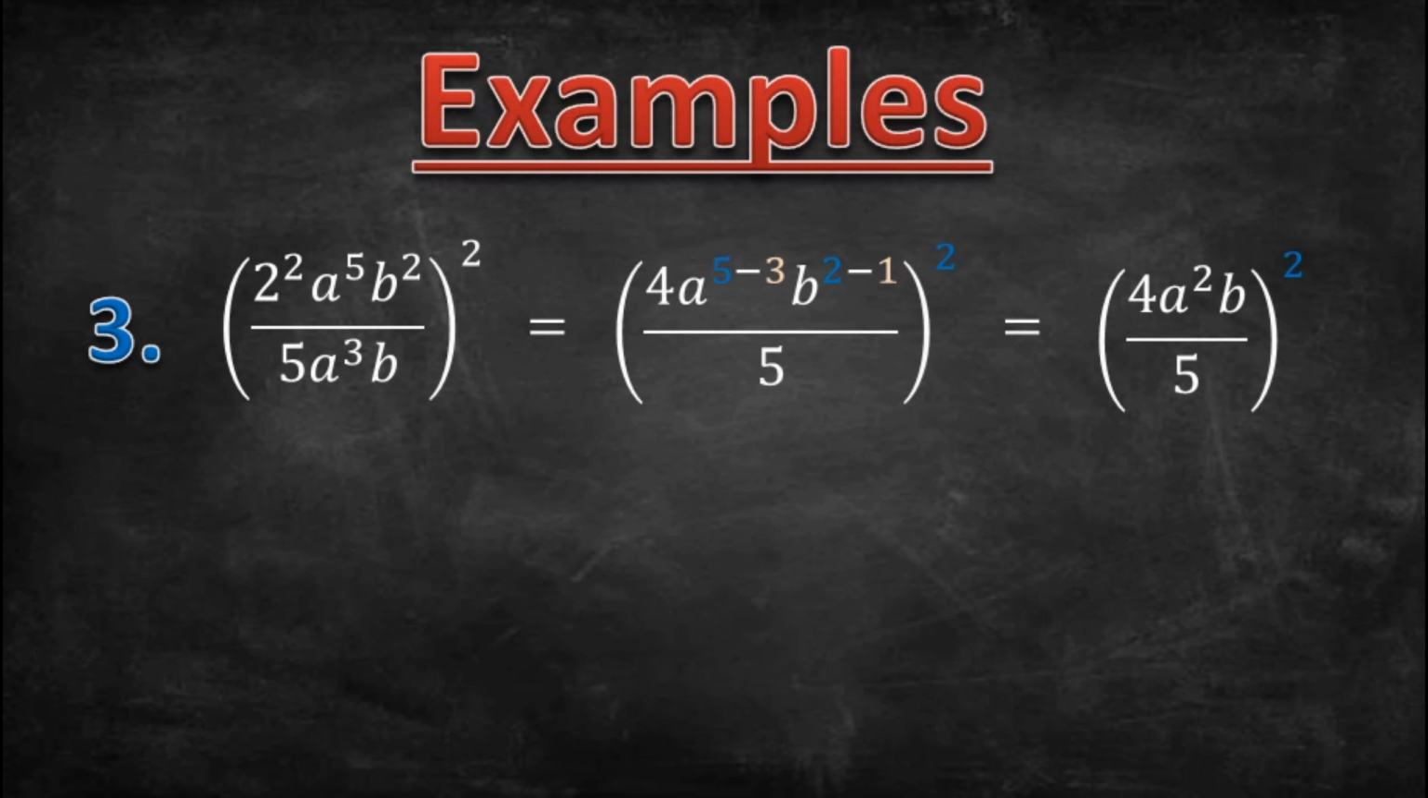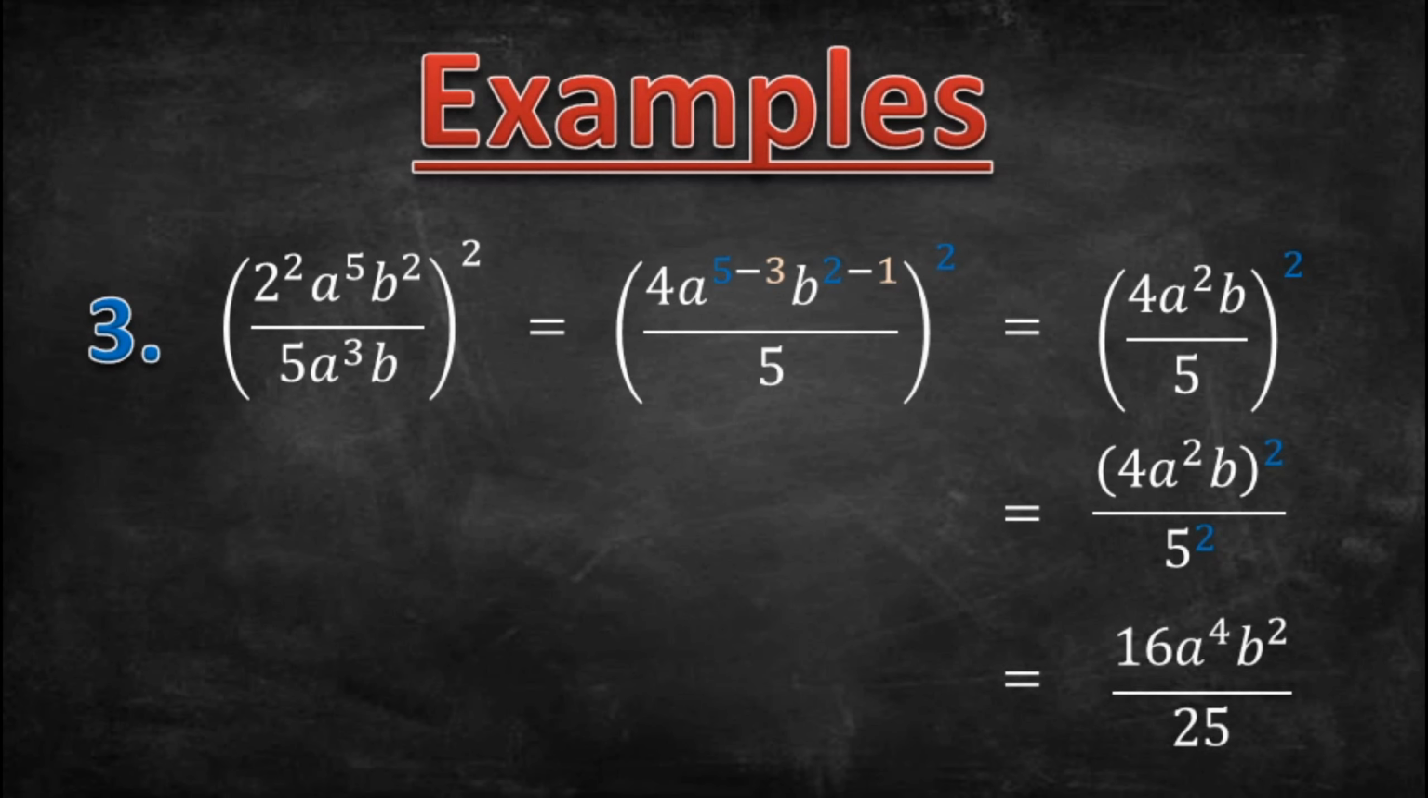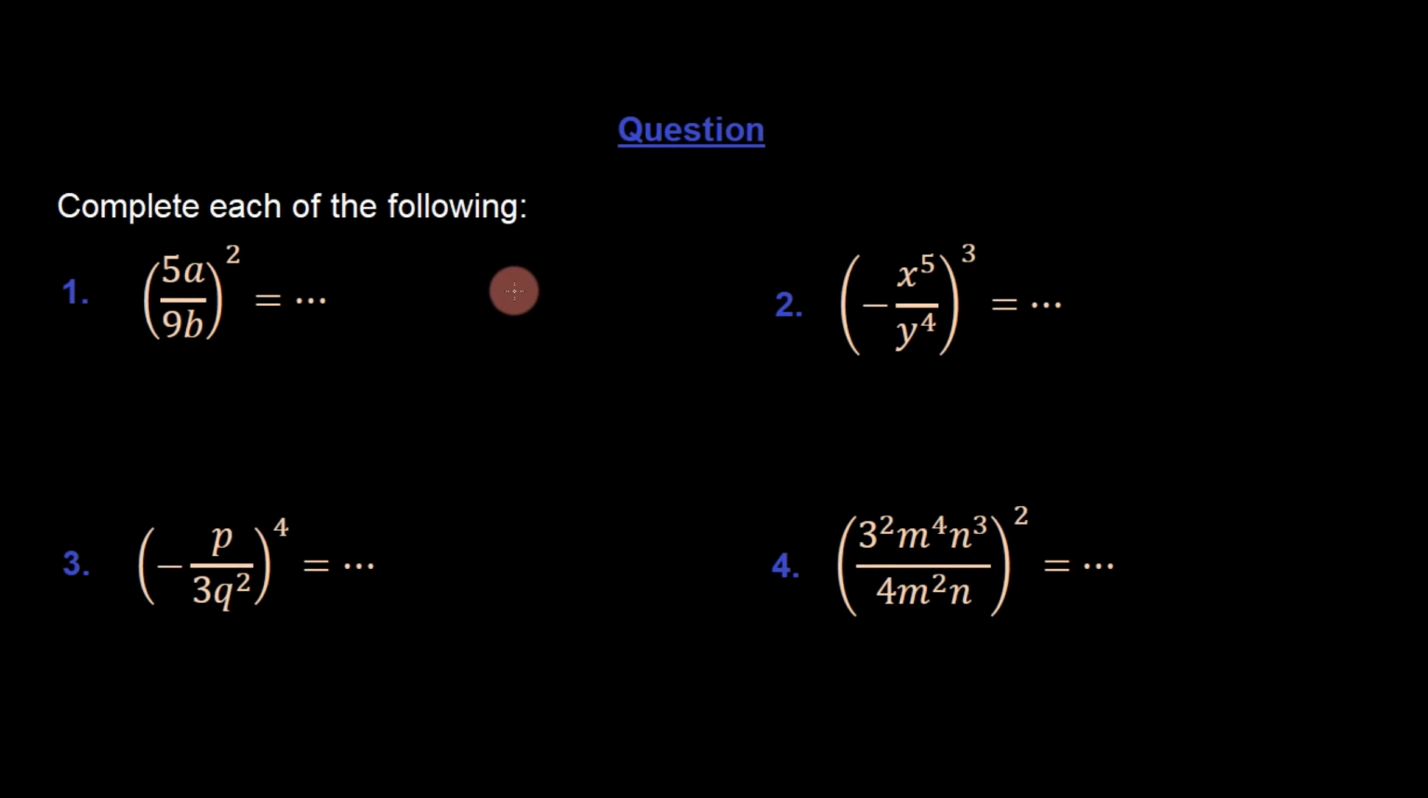Now we can apply the fourth law to both the numerator and the denominator. So it's (4a squared b) all squared over 5 squared. We can now use the third law and multiply the powers inside the brackets with the power outside the brackets in the numerator. So we have 4 squared, which of course is 16, a to the 4 b squared all over 25. Please pause here and try this question before you look at the answer.